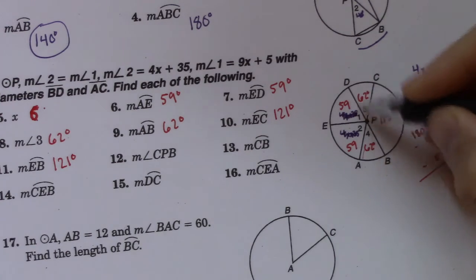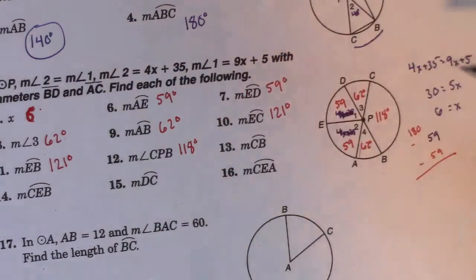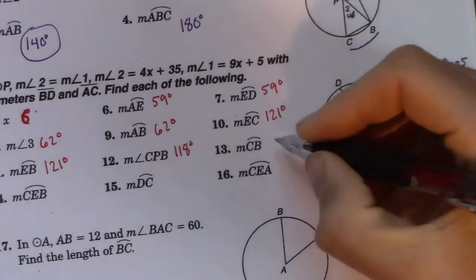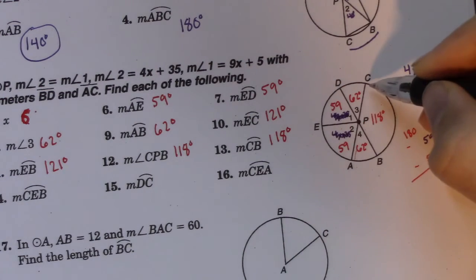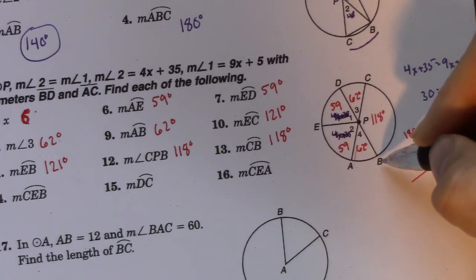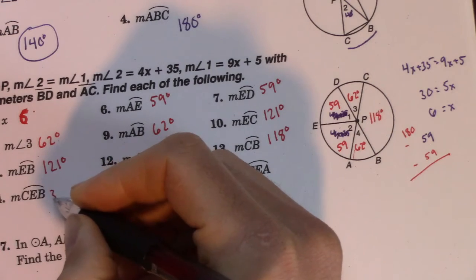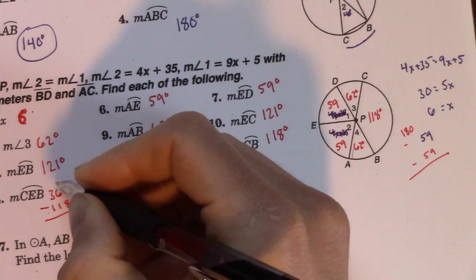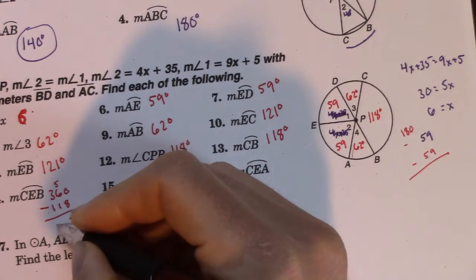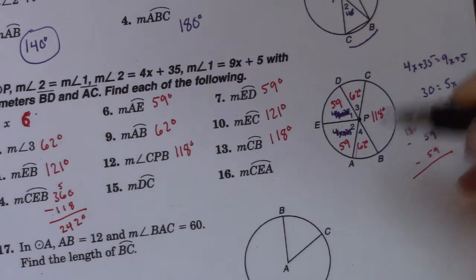CPB matches our vertical angles right here, so we get 118 degrees. CB, the arc, matches its intercept or its central angle, 118. C E to B. So that's everything on the outside. I'm going to think about that as being 360 minus the 118. So then that means 360 take away 118 is 242 degrees. You could have also done 180 plus the 62. That may have been a little easier.